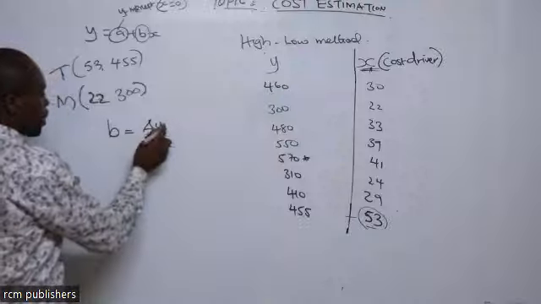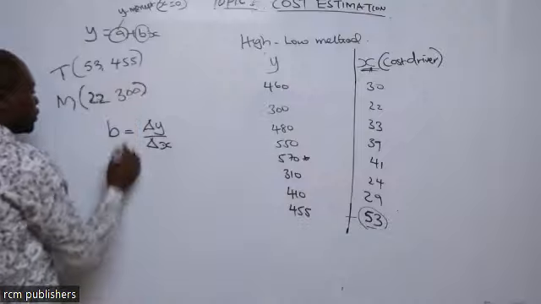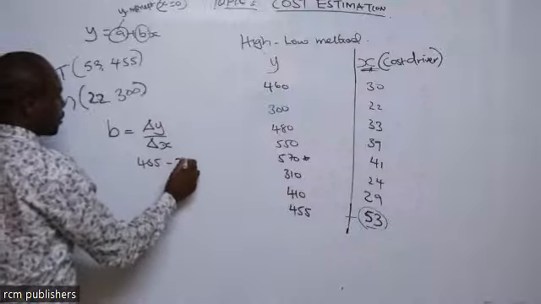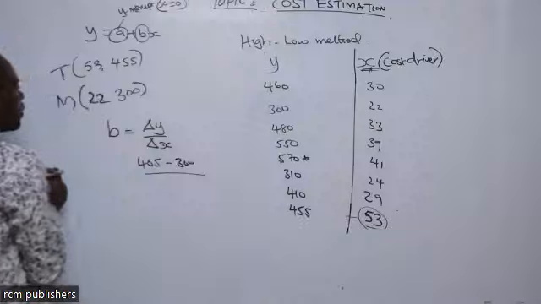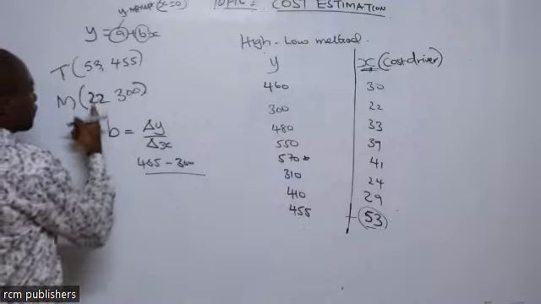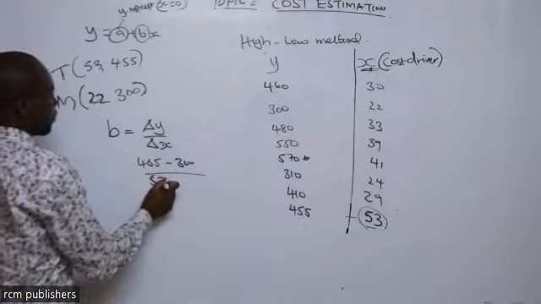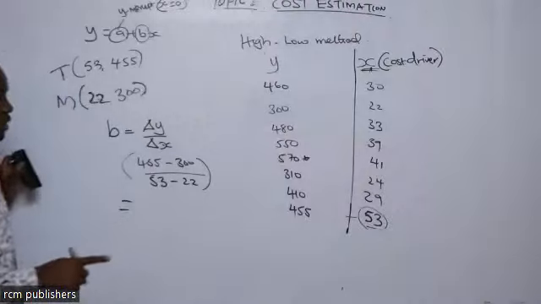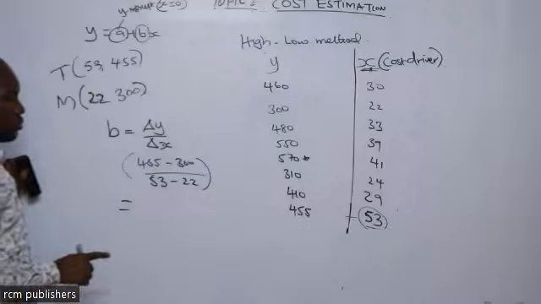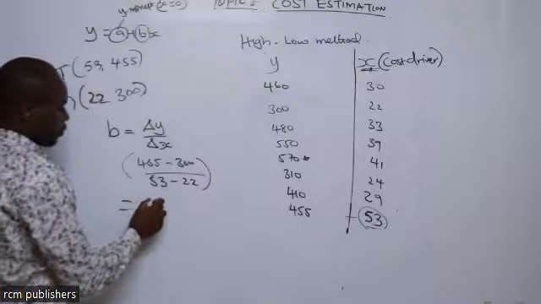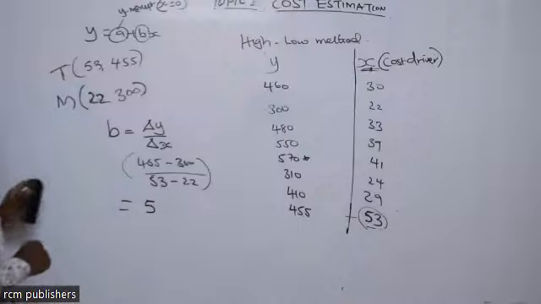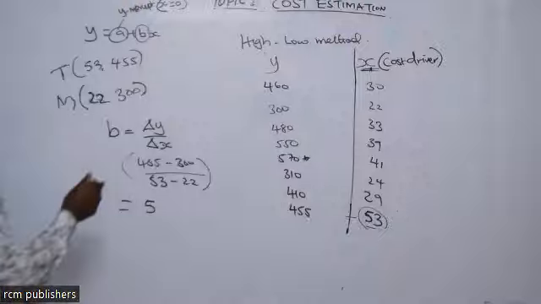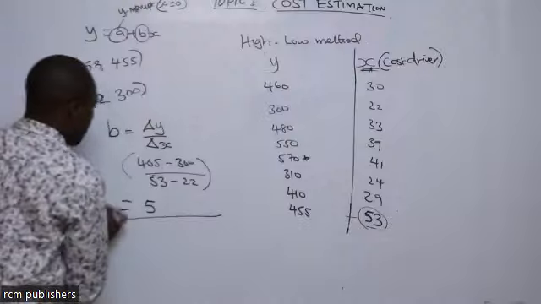Change in Y, we take the highest value of Y, which is 455, minus the lowest, 300, over the highest value of X, 53, minus 22. If I apply that, I'm going to get the value of B, which you told me is equivalent to 5. Once we have 5 here, we come to our question.